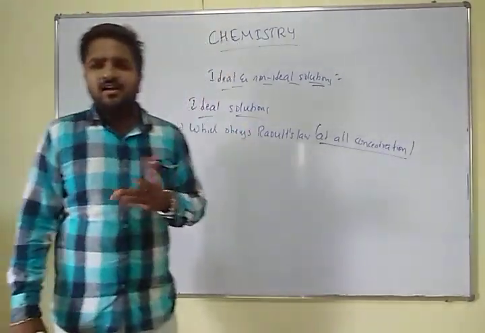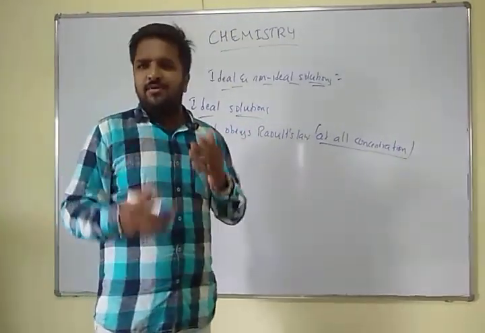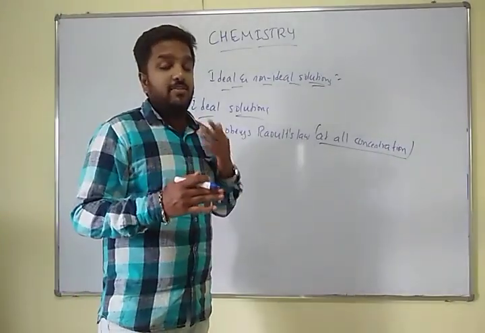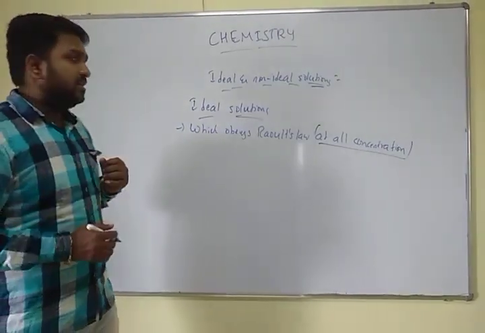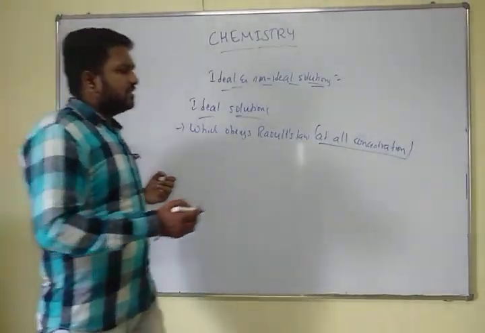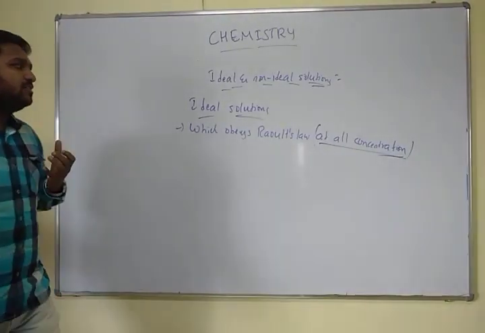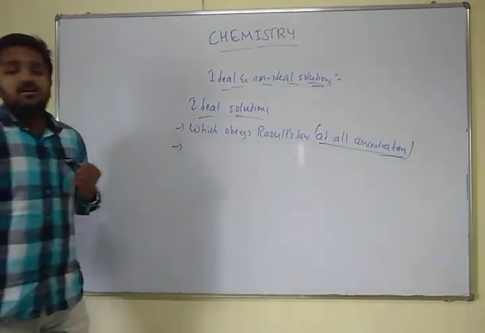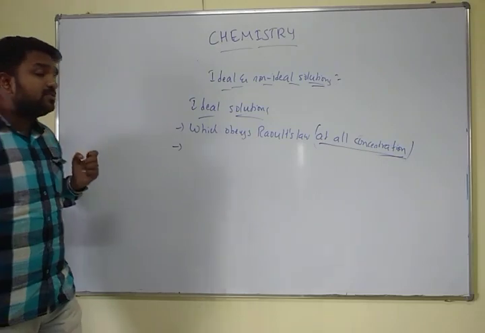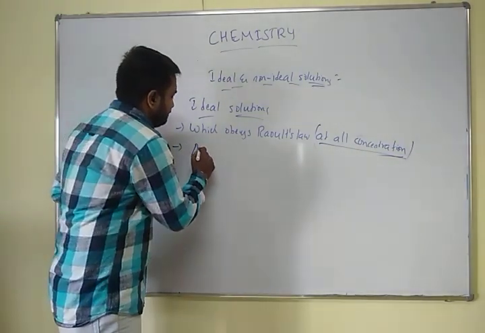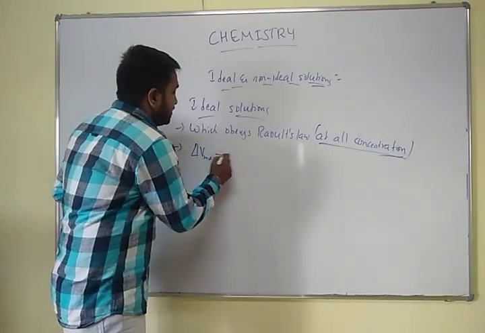To be practical, these types of solutions are very rare. We can get near-ideal solutions, but we cannot exactly get ideal solutions. Concentration is not the only important factor. So now let us focus on the properties of ideal solutions. The first property of an ideal solution is that delta V of mixing should be 0.